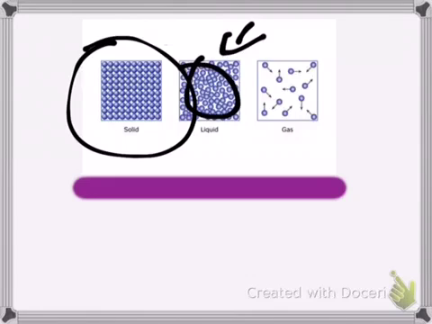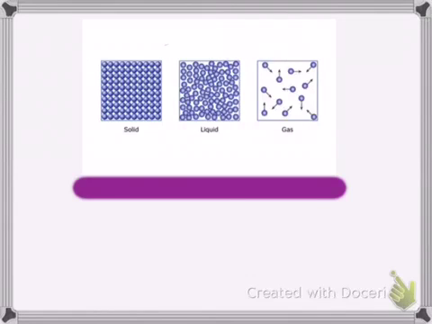So when it's a solid, they freeze and they stop vibrating. Now they're vibrating a little bit when they're a solid, just a tiny bit. But when they're a liquid, they're moving a little bit more. And then when it's a gas, they're moving all around. And we'll get to that later. So when a liquid turns into a solid, we call that freezing.